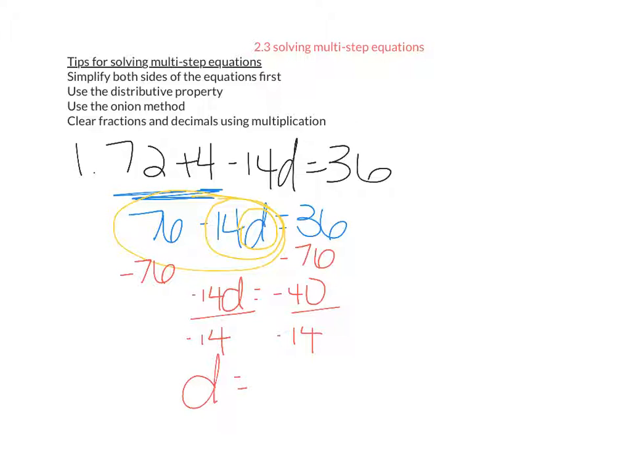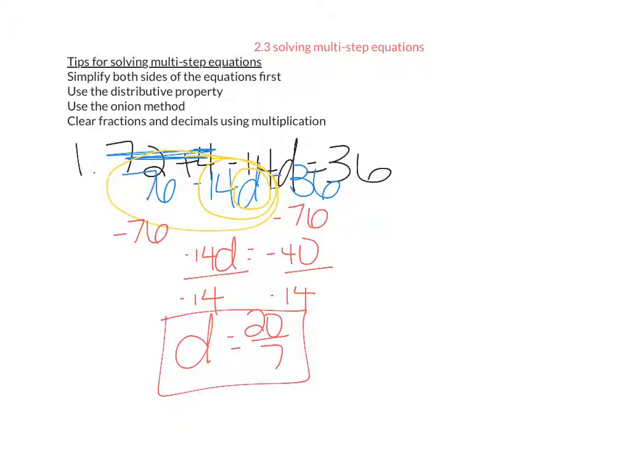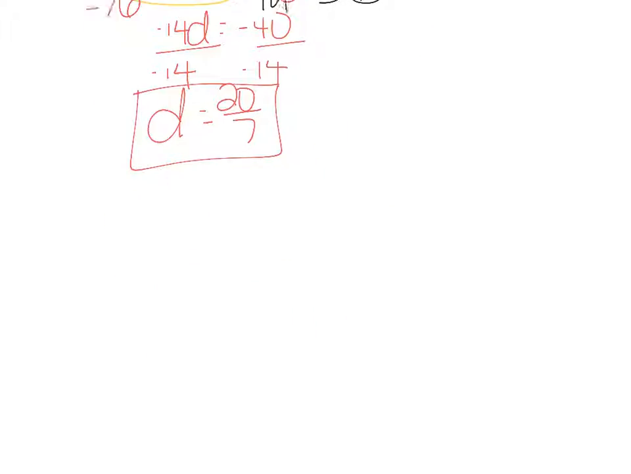Now 40 and 14, that's not going to go in evenly, but we can do some simplifying. First, I have a negative over a negative. That's going to give me a positive answer. And then they both also have a 2 in common. So if we divide out a 2, we should get a positive 20 over 7. Okay. Let's try another one of these.